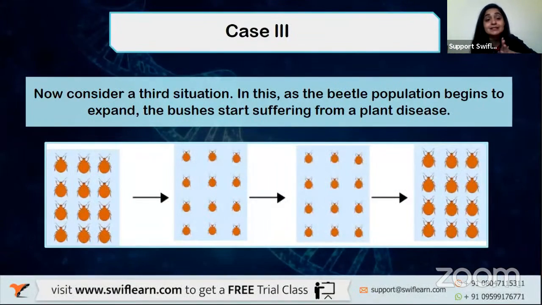Now there was a case three as well. Now consider a third situation. In this, as the beetle population began to expand, the bushes start suffering from a plant disease. Of course, the number of beetles increased on the plant, so the plant got weakened and everything. It starts shedding off the leaves and it got diseases.